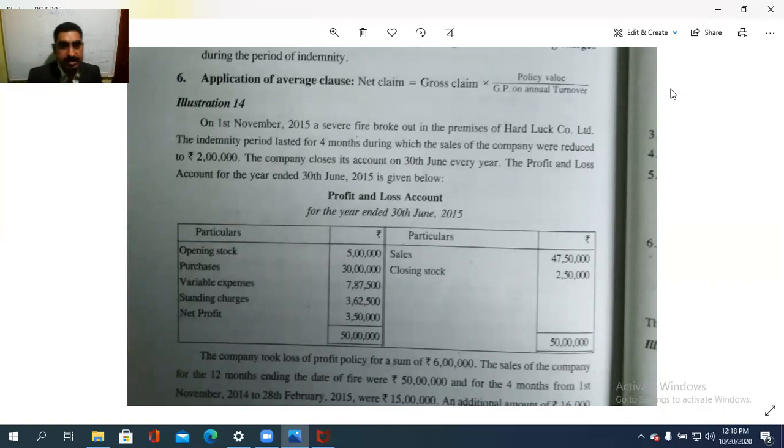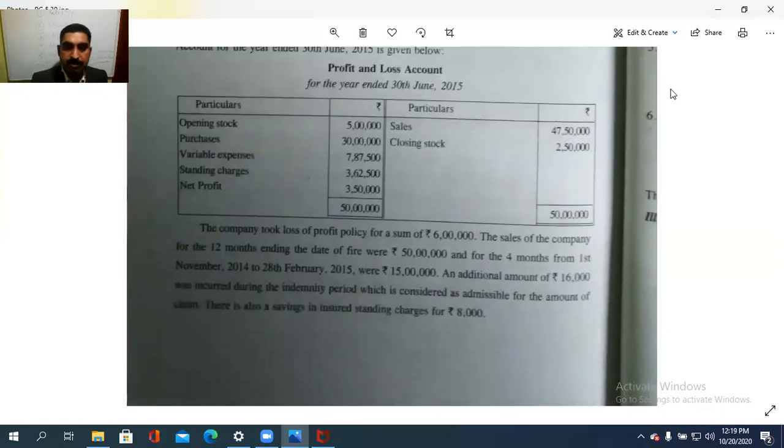The company closes its account on 30th June every year. Profit and loss account for the year ended 30th June 2015 is given below. Profit and loss account: opening stock, purchases, variable expenses, standing charges, net profit. On the credit side, sales and closing stock. The company took loss of profit policy for a sum of 6 lakh. Policy amount is how much? 6 lakh. The sales of the company for the 12 months ending the date of fire were 50 lakhs.